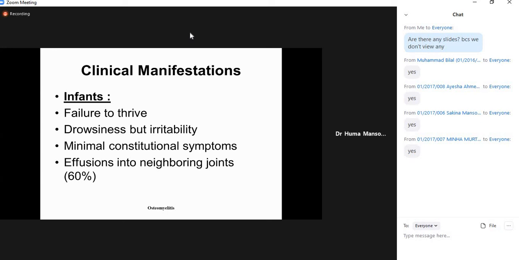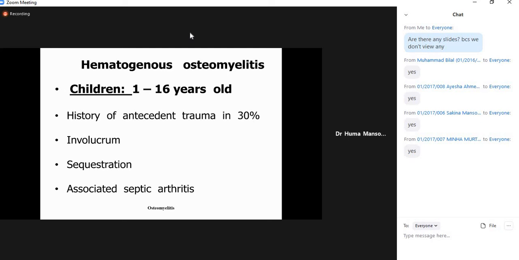So how does it manifest in infants? It's failure to thrive, drowsiness, because if it occurs as a part of systemic infection, there can be minimal constitutional symptoms, and there could be effusion into neighboring joints. There could be pus formation. Most of the time there will be a history of antecedent trauma. There will be involucrum and sequestration. We already talked about it, and there could be an associated septic arthritis.